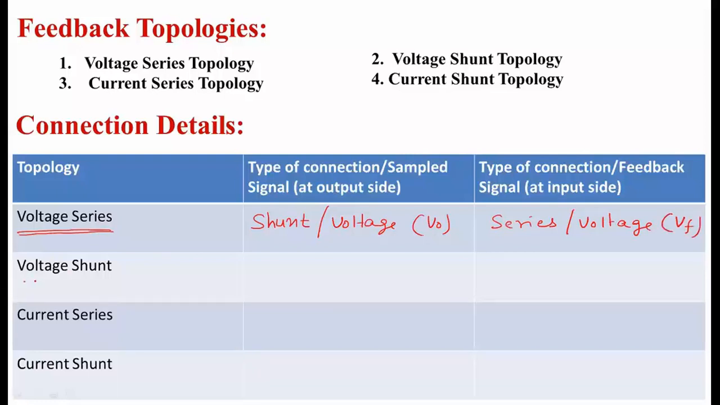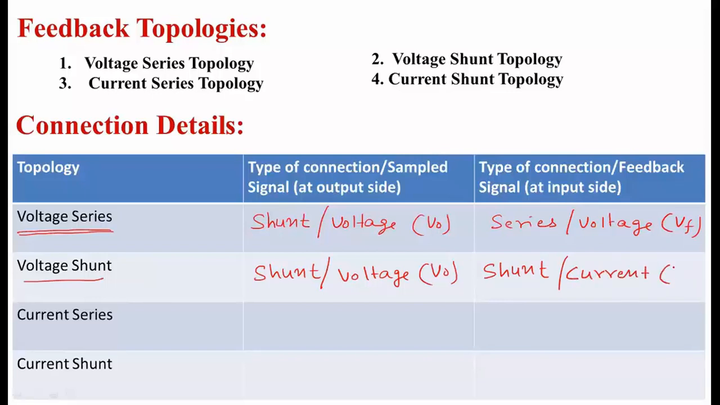For the voltage shunt topology, again the type of connection at the output is shunt and the sample signal is voltage, that is V node. But at the input side, since this is a voltage shunt, we are connecting the feedback signal in the shunt manner, and the type of signal is current, and we can write it as IF.